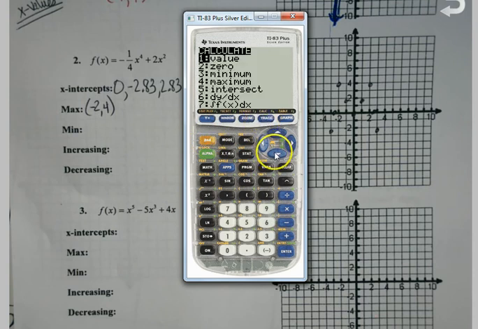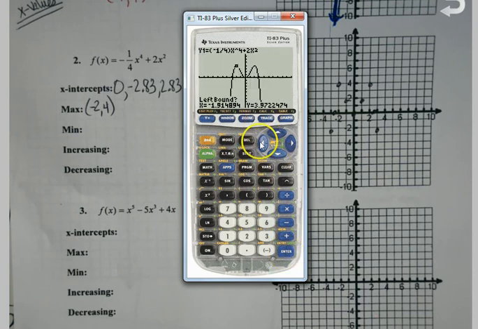Second, trace, and then number 4. You can just press 4. And then somewhere to the left of that point, since that's the point I'm looking for, I'm going to hit enter once. Then I'm going to move my cursor somewhere to the right, so somewhere on this side of my slant. Doesn't matter where. And I'm going to hit enter 2 times over there.